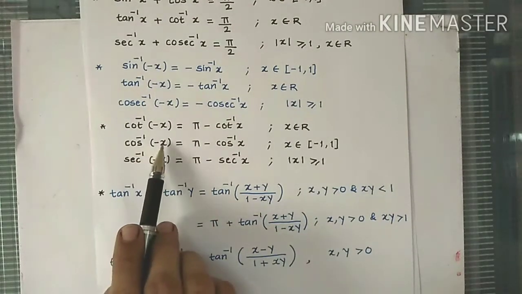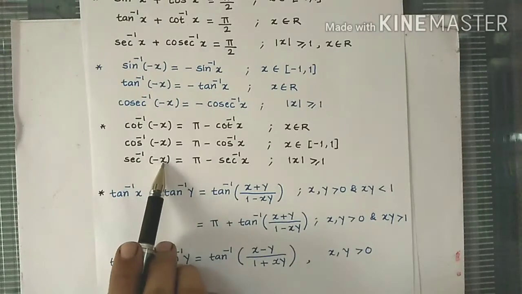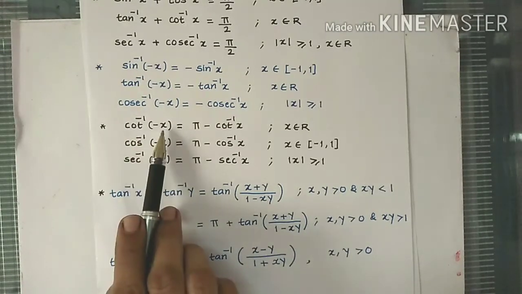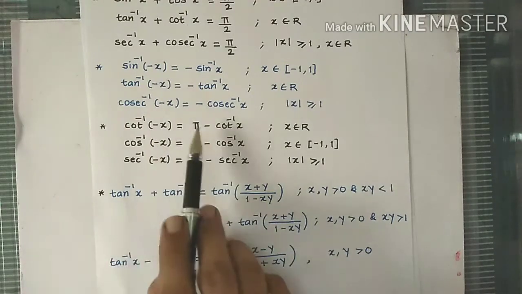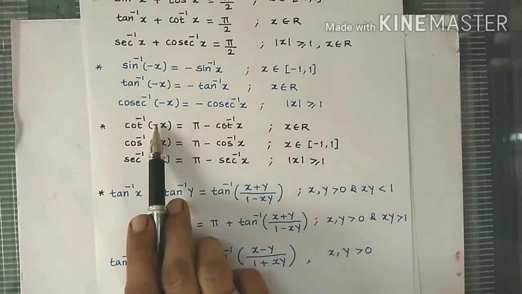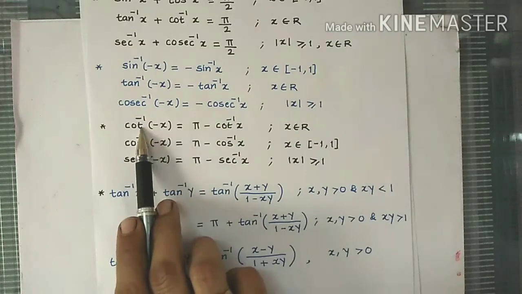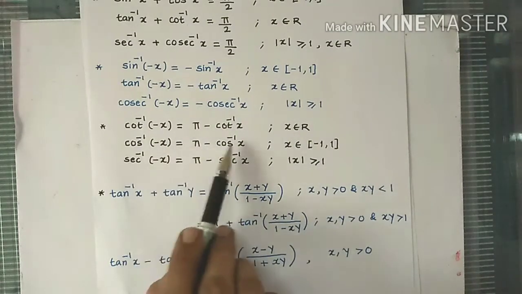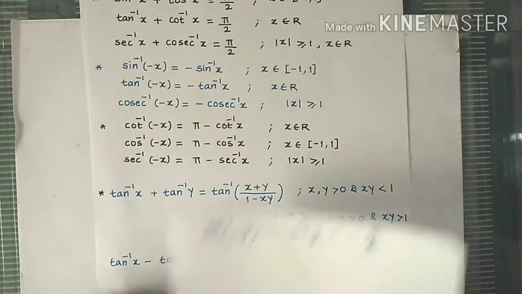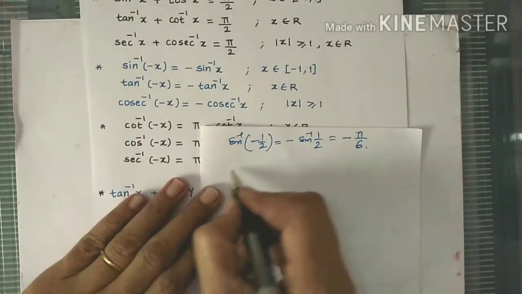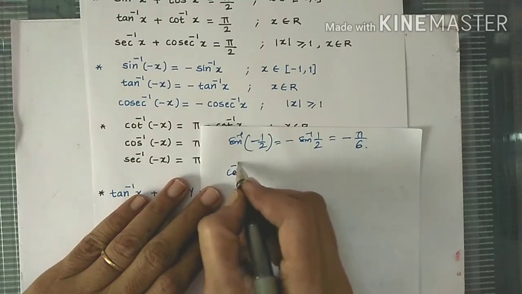So cos inverse of minus x, sec inverse of minus x and cot inverse of minus x, for which principal value lies between 0 to pi. It becomes pi minus, now remove the minus sign from here. Cot inverse of x, here it is pi minus cos inverse x and pi minus sec inverse x. Earlier we have used the properties. How? Let's solve one question.